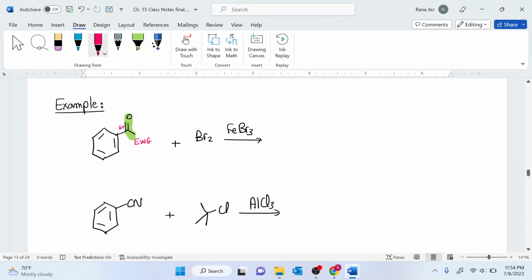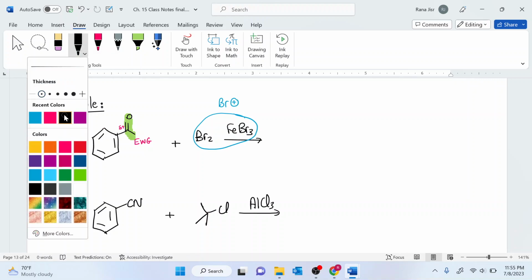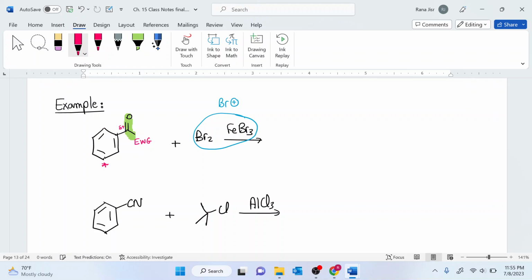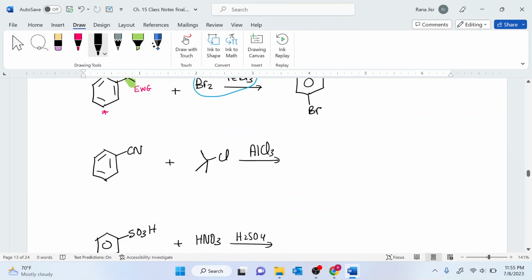So now if you want to introduce the Br positive from this reaction, the bromonium ion, then in this case, the bromonium ion is going to add meta to the carbonyl. So we're going to end up getting only one product in this case, where the bromine is going to add meta to the carbonyl. Remember that Friedel-Crafts reaction does not happen with any electron withdrawing group on the benzene. So here you will have no reaction.